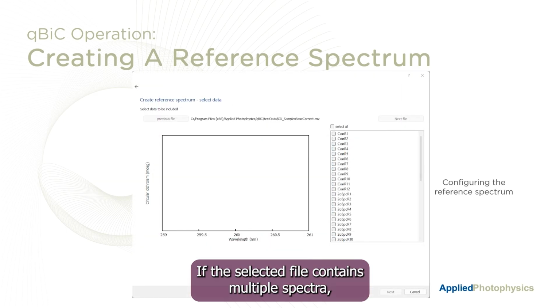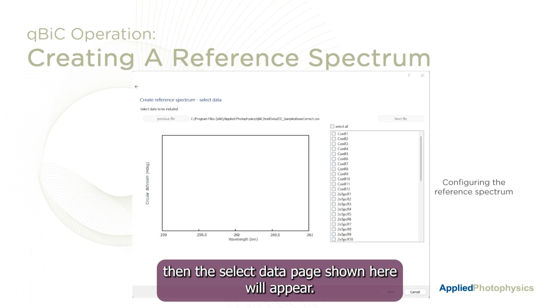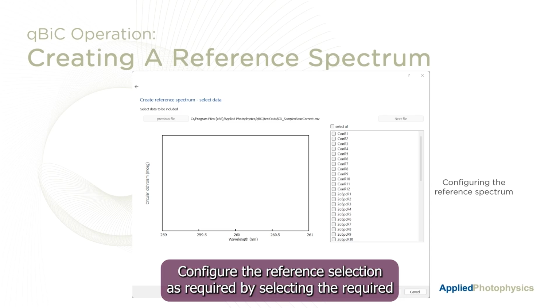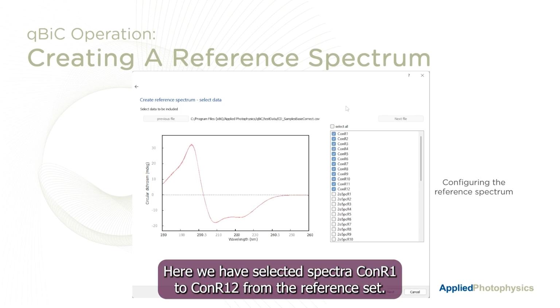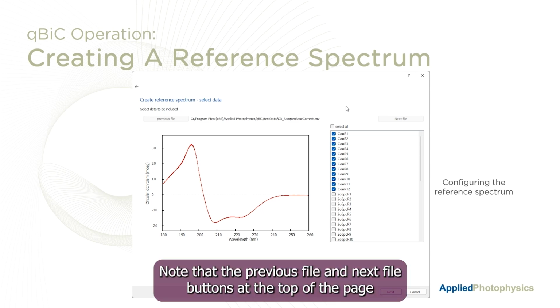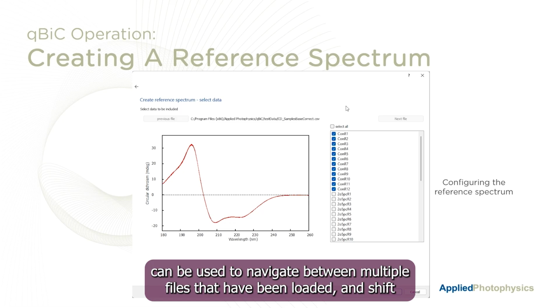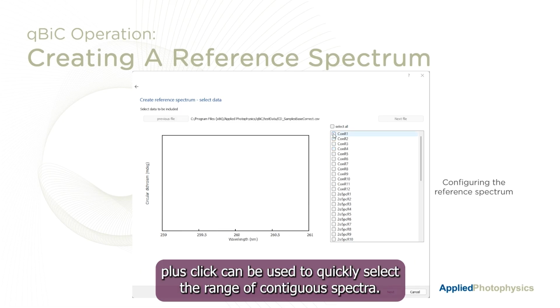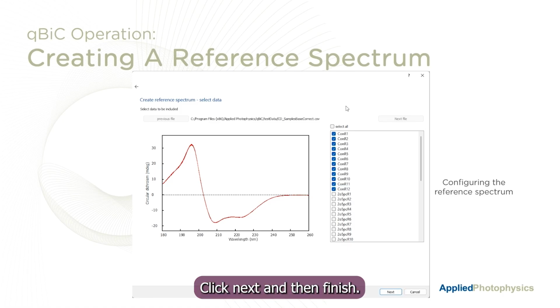If the selected file contains multiple spectra, then the Select Data page shown here will appear. Configure the reference selection as required by selecting the required spectra. Here we have selected spectra con R1 to con R12 to form the reference set. Note that the Previous File and Next File buttons at the top of the page can be used to navigate between multiple files that have been loaded, and Shift plus Click can be used to quickly select a range of contiguous spectra. Click Next and then Finish.